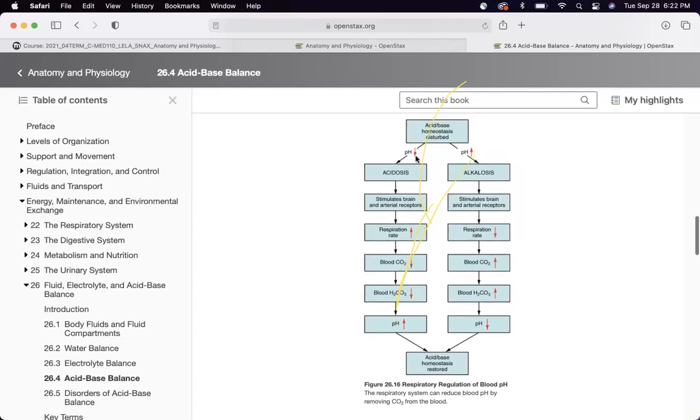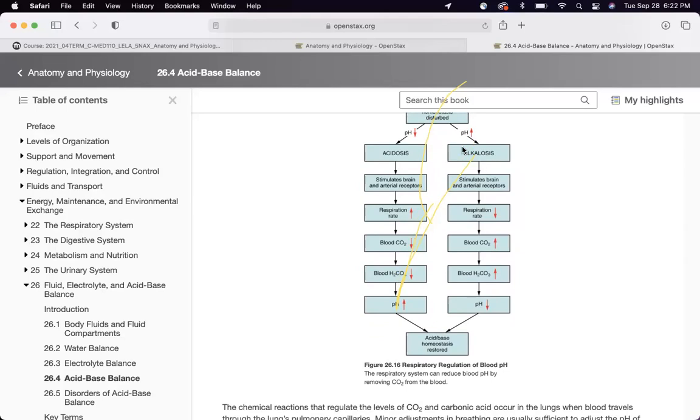If my patient has a decrease in pH, they have acidosis. If they have an increase of their pH, they have alkalosis. What is the respiratory compensation if my patient has an increased pH or alkalosis? Their respiratory rate will decrease. If my respiratory rate decreases, I'll hold CO2. If I'm holding CO2, that means my blood CO2 will go up. Blood bicarbonate will also go up.